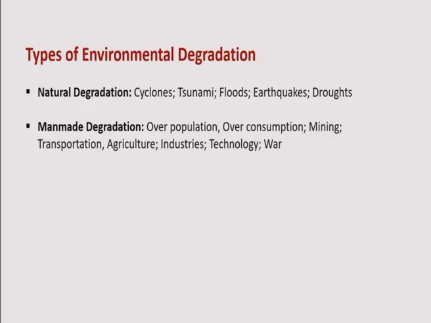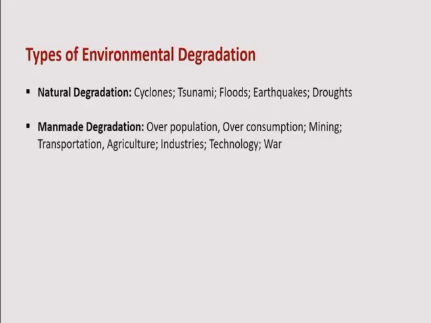Now we can see the types of environmental degradation. There is natural degradation like cyclones, tsunamis, floods, earthquakes and droughts. This we call natural degradation. One more, very important degradation is called man-made, meaning human beings are degrading this environment. We will discuss this in detail.